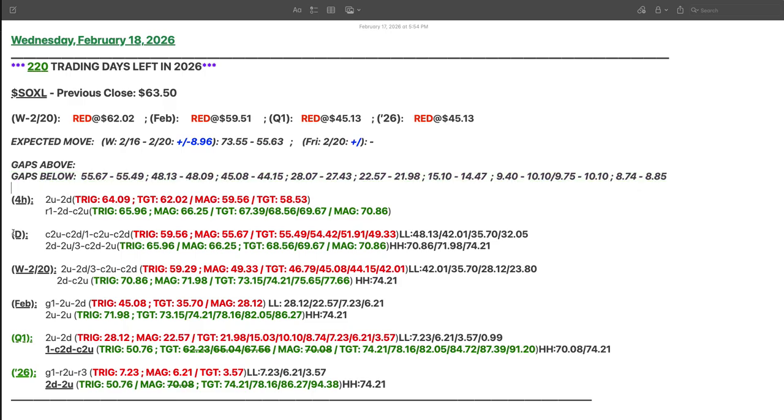And we know that from a scalping perspective or an early entry into a day trade perspective, we're looking for higher lows at or above opening print to get into calls, and lower highs at or below opening print to get into puts. Right? We talked about on the 4-hour time frame, if we go to the downside, that gives us a 2 up, 2 down, triggering at 64.09.